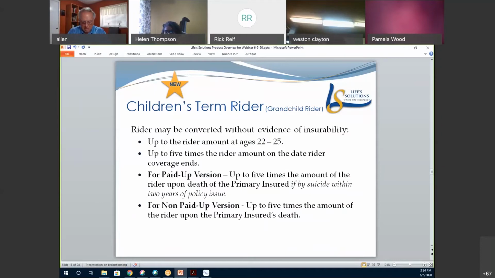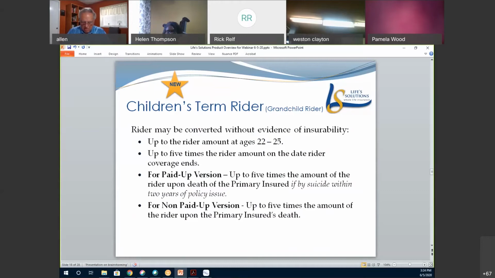For the paid up version, it's up to 5 times the amount of the rider upon the death of the insured if the primary insured died of suicide within the first 2 years. So the conversion rules are a little different if the primary insured died of suicide. The paid up people, we let them go to 5 times right away. The non-paid up people, they can go to 5 times the amount upon their death either way.